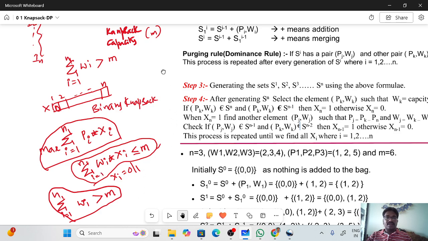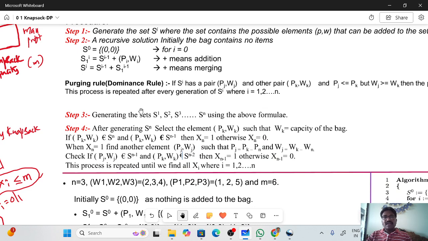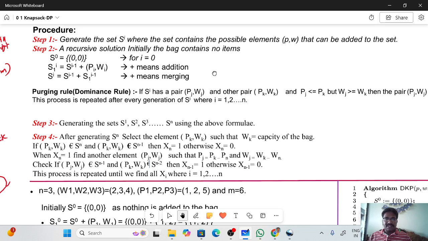Now we come to 0/1 knapsack using dynamic programming. Here we are going to use two approaches. The first approach is going to use set theory. I am going to maintain each entry as a pair with two values. The first value is nothing but the profit as of now, and the second is the weight.